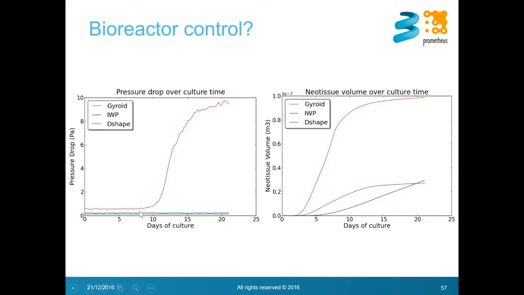But if you look at the simulation results, you see that you get a pressure drop starting around day 10 to 12, when you start noticing the pressure drop for the gyroid. If you then look at what this means in terms of neo-tissue filling, well, you're already almost completely filled with neo-tissue before you actually get this pressure drop. So pressure drop is not a very sensitive way to assess filling of the scaffold, not unless you can actually complement this with a model like we have here.